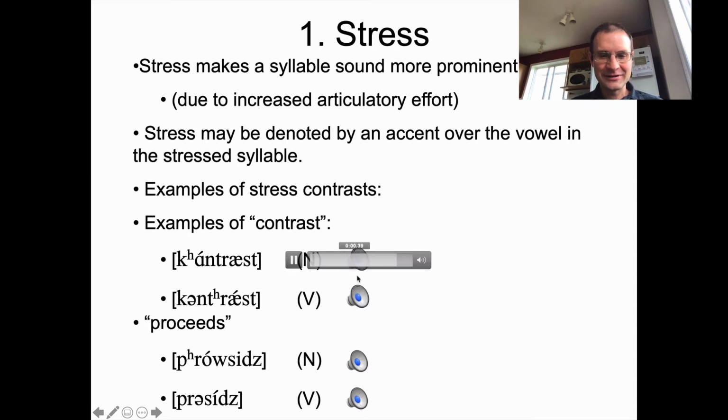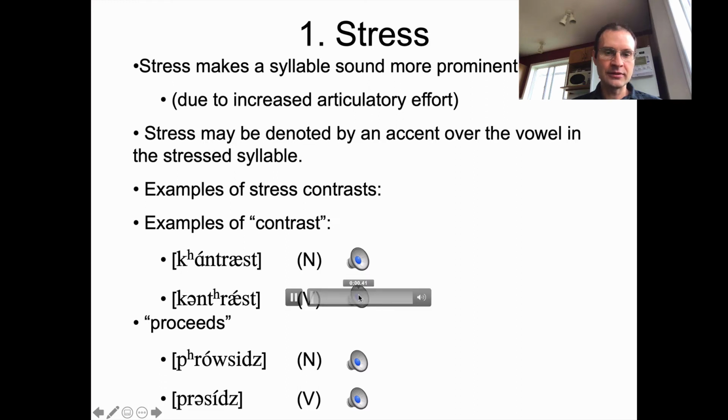So the reason why we have to transcribe stress here is because stress is what's making the distinction between these two variations on this sequence of segments. In the noun form, we get stress on the first syllable, which is denoted with this little strike mark. Contrast. And in the verb form, it's on the second syllable. Contrast. I think I mentioned this before, but stress shifts from the first to the second syllable, changing the lexical category of the word.